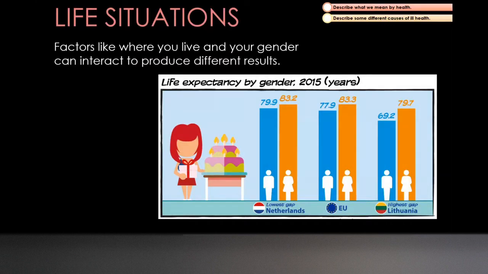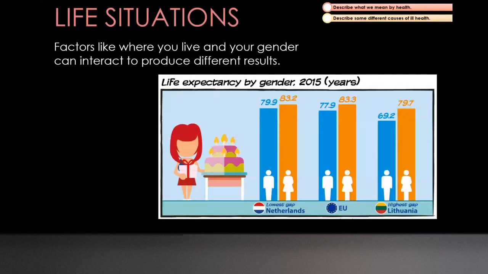I want to try and get now to a point where we can talk about how these things interact, how these things work together, because this is actually something that is important to us now in the situation that we find ourselves in lockdown. This is one of the reasons why we're in lockdown, is this next bit of the lesson. So factors like where you live and your gender can interact to produce different results. So let's have a look at this little picture we've got here.